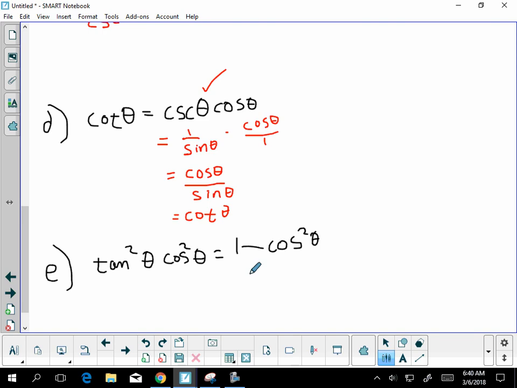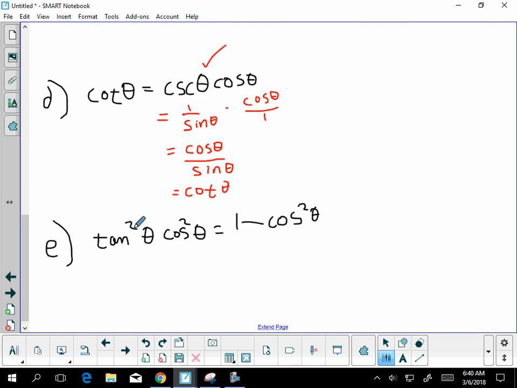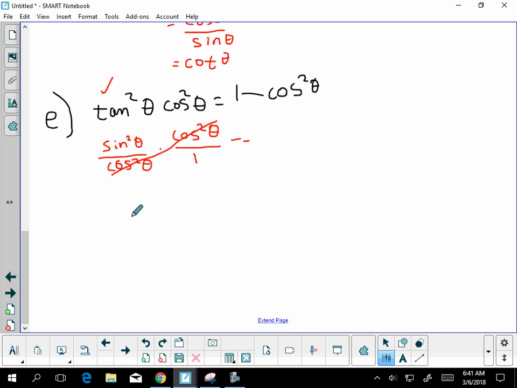All right, on E, I've got tangent squared theta times cosine squared theta. And then I've got over here 1 minus cosine squared theta. Well, on this problem, I decided to work off this side. Tangent squared can be rewritten as sine squared over cosine squared. I'm going to leave that cosine squared alone, and you're going to cross off the cosine squareds. So now I'm left with just sine squared.